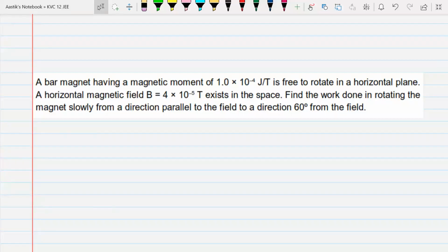0.2 joule should be the answer. I'm not worried about the answer. I'm more worried about the concept. And that is what you need to understand, because when the question comes in the exam, it might have both the options, plus 0.2 and minus 0.2. Now remember, work done by the external force.